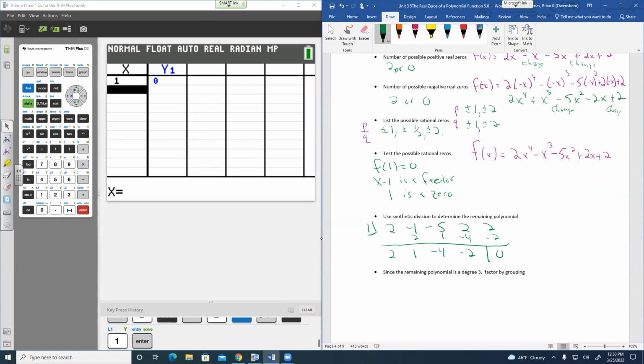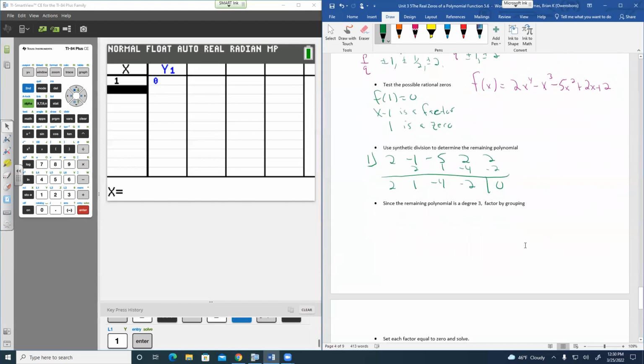So my new polynomial, since we had a degree 4, it's going to now be a degree 3. So it's going to be 2x cubed plus x squared minus 4x minus 2. And since this is a degree 3, we've done degree 3s by grouping. Let's see if this will actually factor by grouping. So if it doesn't, then we can continue on with our rational root theorems and things like that.